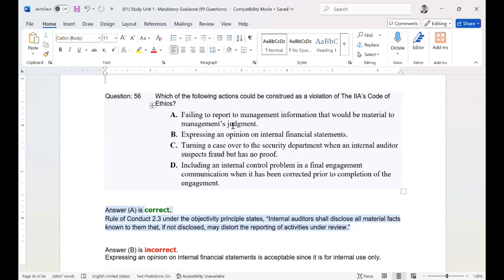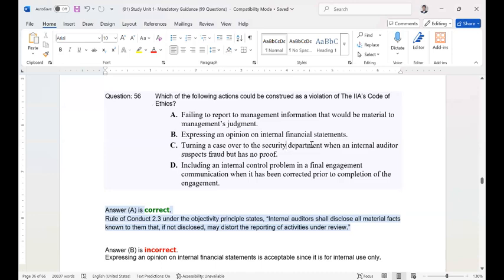Expressing an opinion or, internal, you can give an opinion. That's okay. Internal audits are sometimes assurance engagements. In assurance engagements, you give an opinion or conclusion. Assurance by its definition means there has to be a conclusion or an opinion. Right?